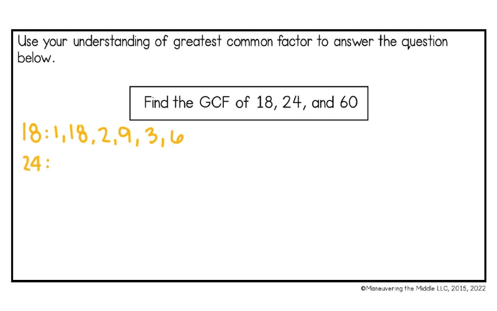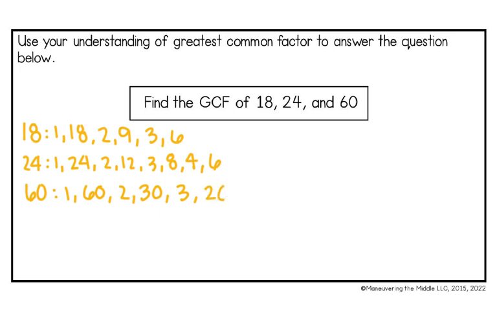And we just did these factors, so we should still know them. So we have 1 and 24, 2 and 12, 3 and 8, 4 and 6. And now we have 60. So I know 1 and 60, 2 times 30, 3 times 20, 4 times 15, 6 times 10, 7's not going to work, 8's not going to work, 9's not going to work, and I already have 10 here.